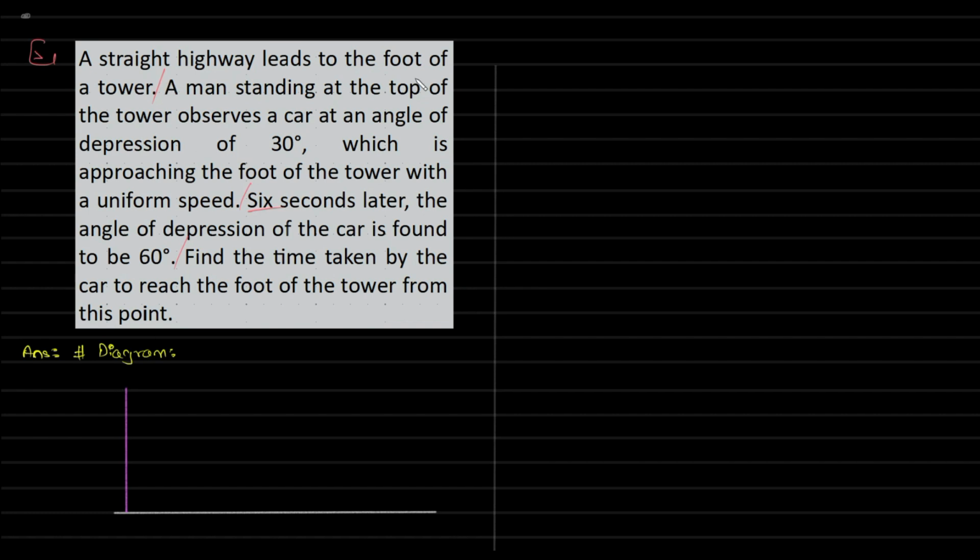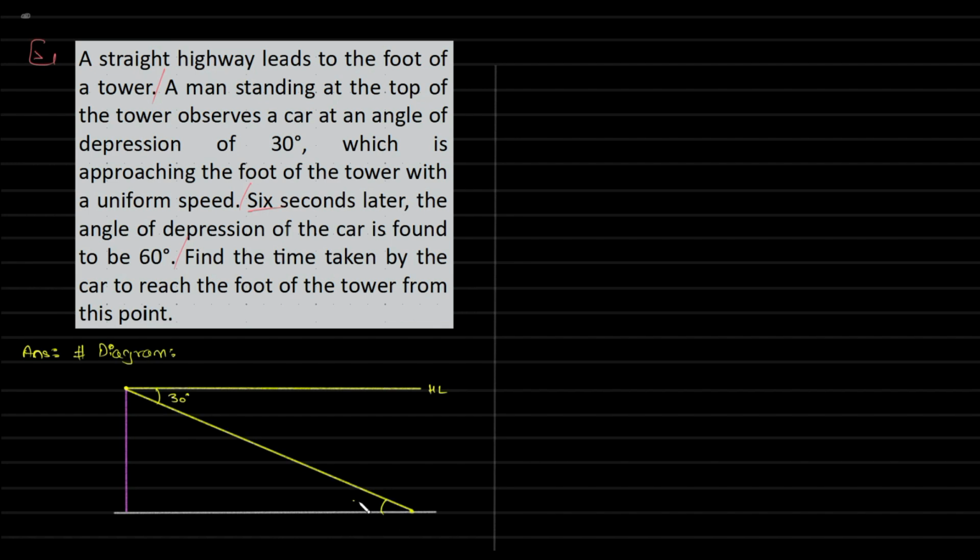A straight highway leads to the foot of the tower. Okay. A man standing at the top of the tower. So we are standing over here. Observes the car at an angle of depression of 30 degrees. So first thing is first, we need to draw a horizontal line, right? And then with respect to this, we'll measure things like where the car is. So the car is at an angle of 30 degrees. So this is your 30 degrees. Always it's the horizontal line that we need to consider.